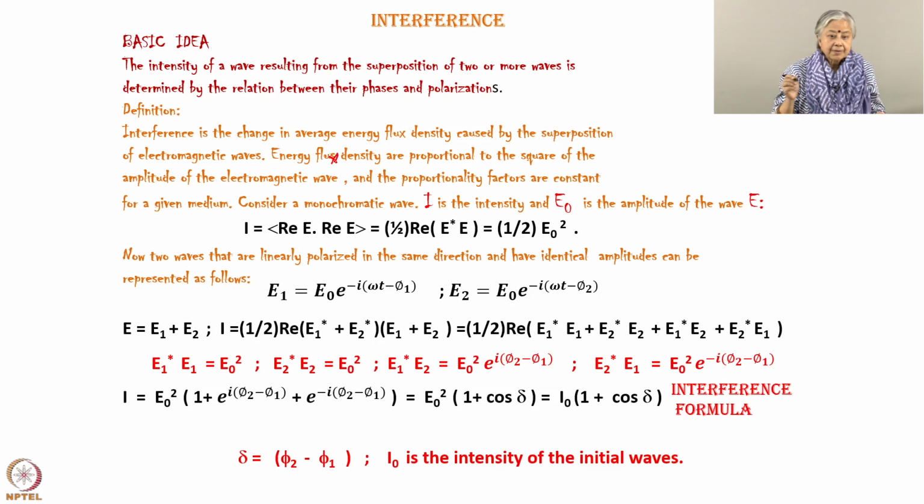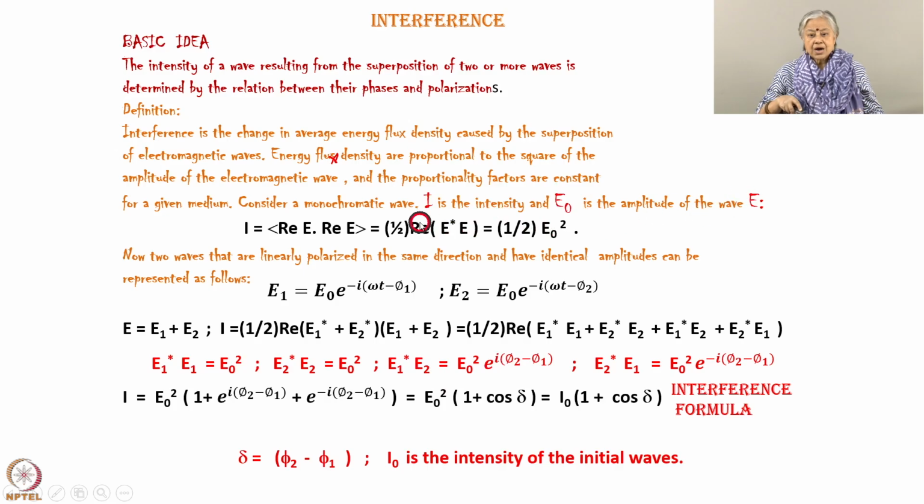So, here this is just a formal description. Consider for the moment a monochromatic wave. Monochromatic is the key to getting an interference pattern. Consider a monochromatic wave. I am not saying anything about lasers. This is any general light. So, all these derivations that we will go through are for any general light, and I is the intensity and E0 is the amplitude of the wave.